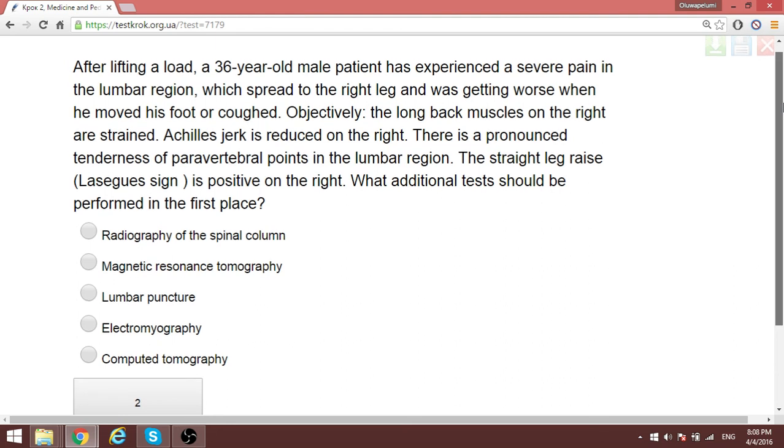Alright, 2 more to go. The same thing: a patient with signs of radiculitis, similar to the question we just read, with 6 signs positive on the right. What additional tests should you perform in the first place? Just like the question we just read, where the answer was radiography of the lungs. Here also, they are asking in the first place. It is so cheap to do an X-ray, so do it first. If you miss anything there, then go further to CT and other imaging. So this is still radiography of the spinal column.